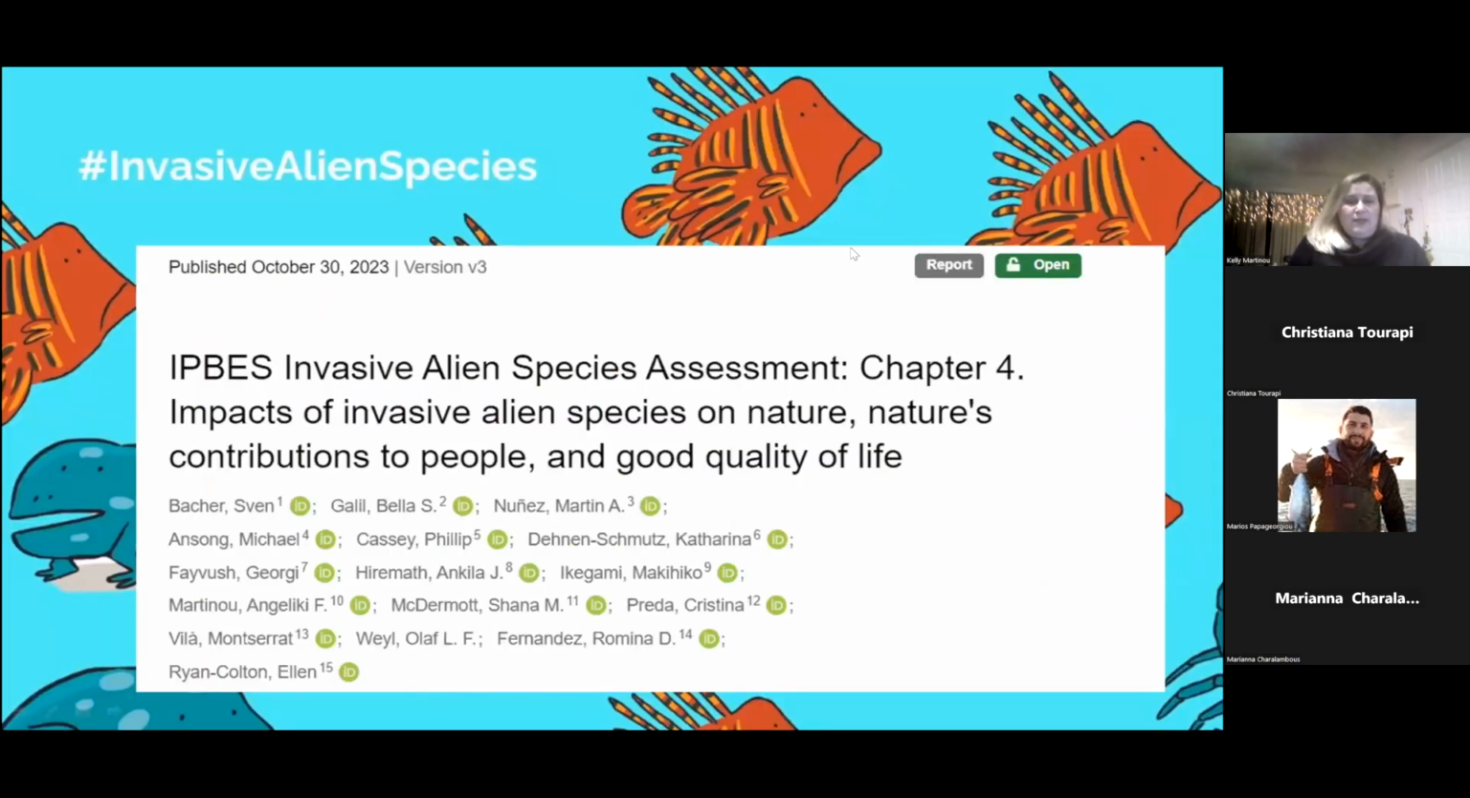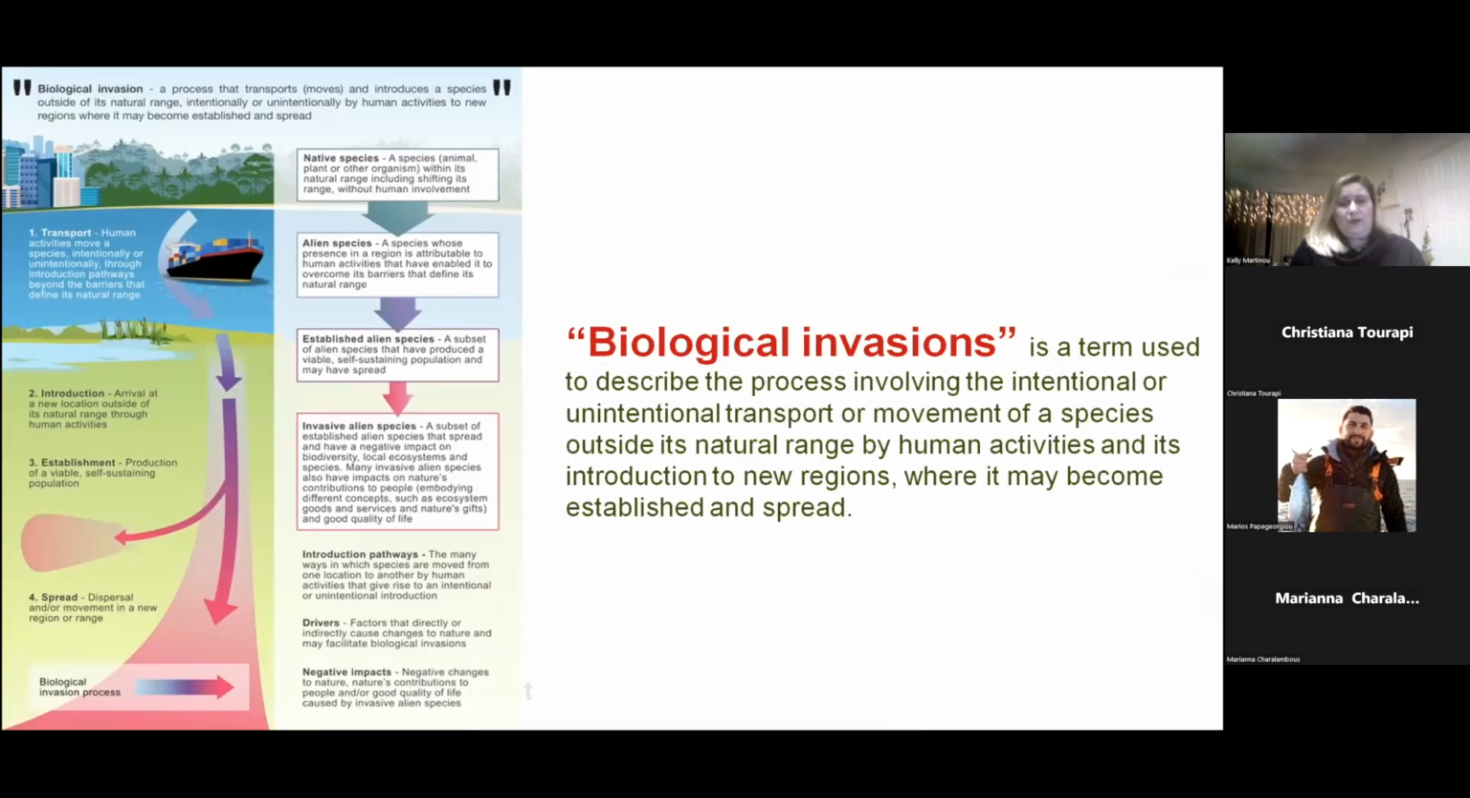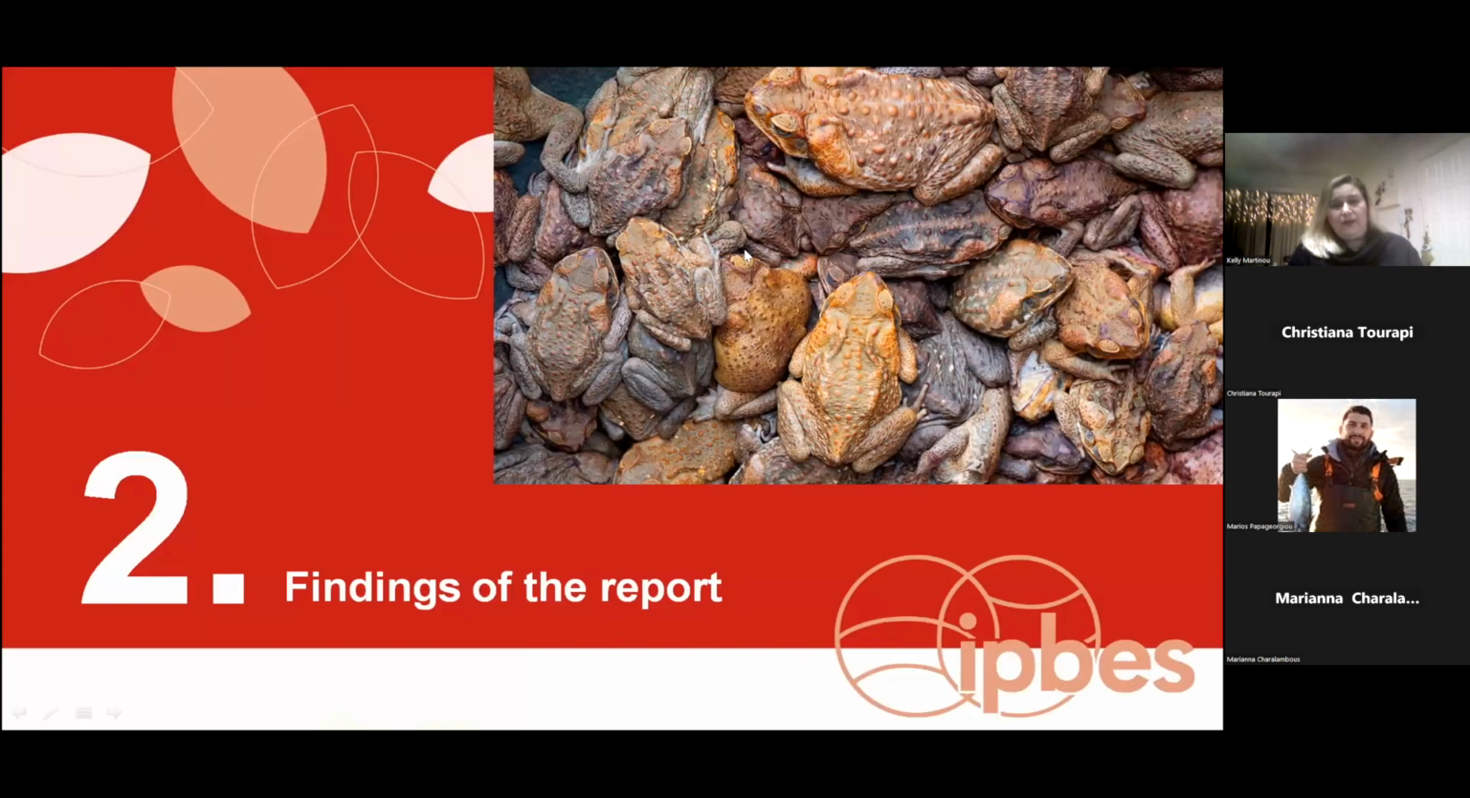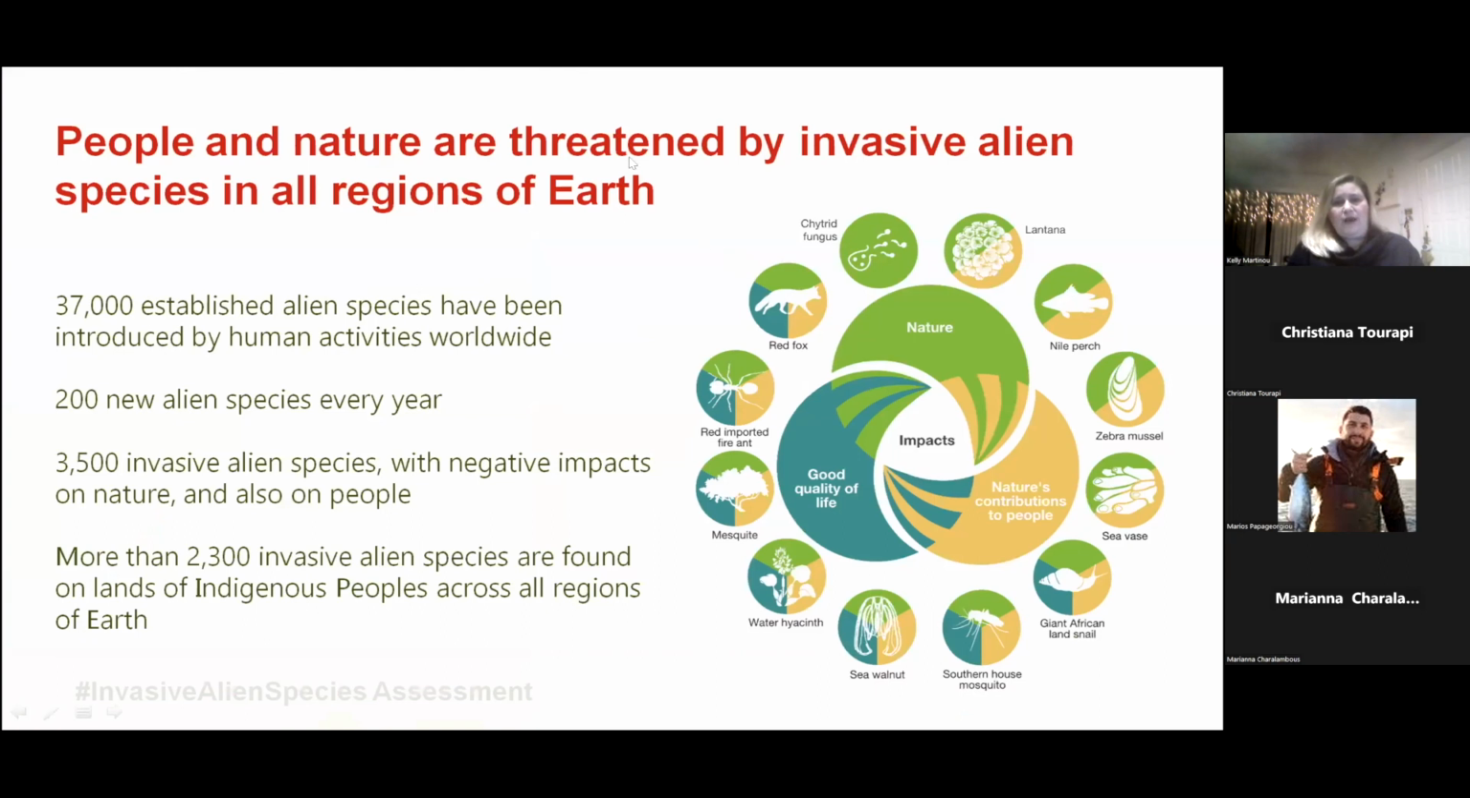I participated in chapter 4, which looked at the impacts of invasive alien species on nature, but also on nature's contributions to people, otherwise known as ecosystem services, and good quality of life. Biological invasion is the term used to describe the process of introducing a new species, an alien or alien invasive species, into a new location by human activities. You can see that there were some very beautiful graphics in this report, and I'm going to present to you now some of the findings of this report.